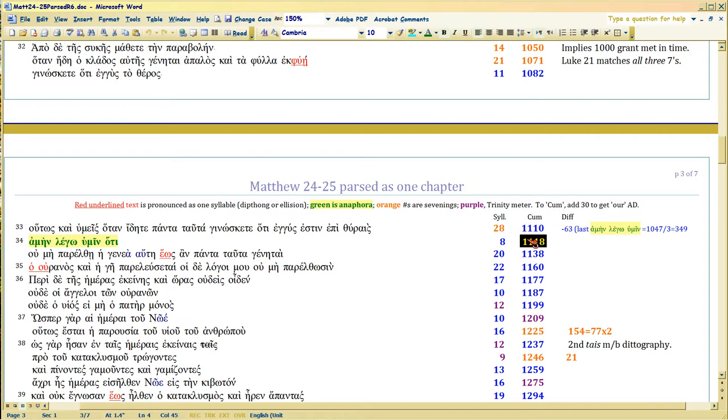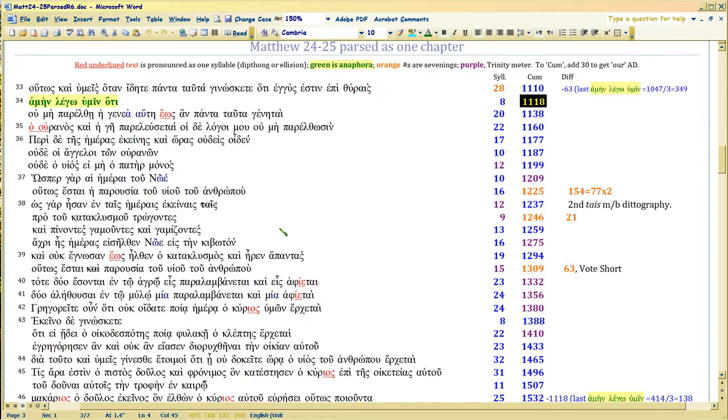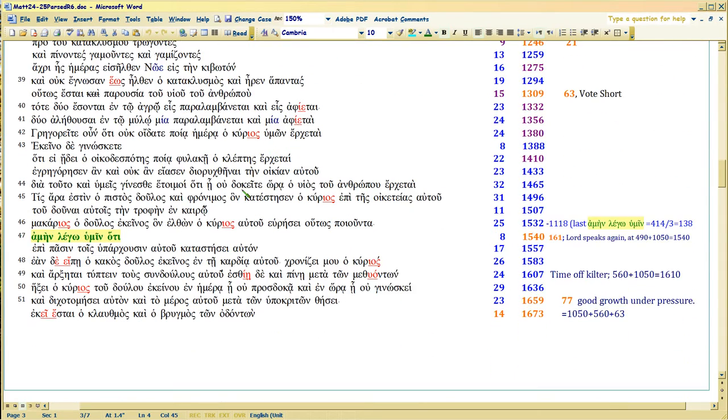Now, why does that matter? Because the third occurrence is what makes it clear. Right here. There are six occurrences of this phrase in the Matthew text. Six. This is the third one. It's the center. And Paul did the same thing in Ephesians 1.